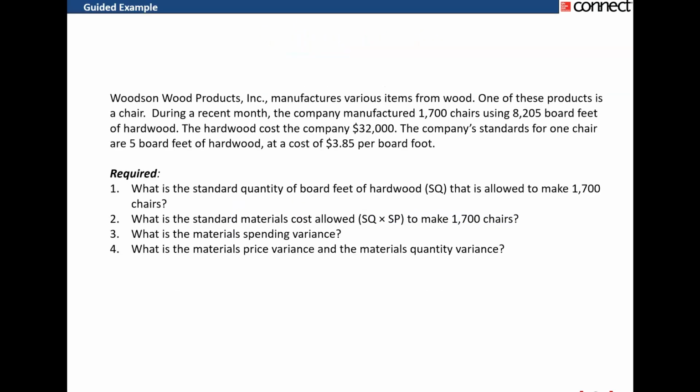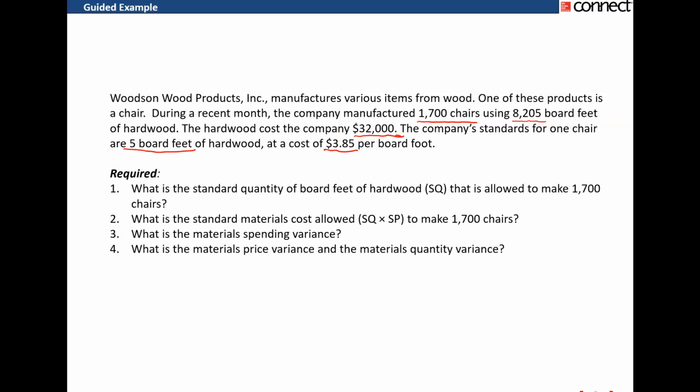Okay, let's look at a practice problem. Okay, Woodson Wood Products manufactures various items of wood. One of these products is a chair. Okay, they manufactured 1,700 chairs, and they used 8,205 board feet of hardwood. That cost the company $32,000, and the standard for one chair is 5 board feet of hardwood at $3.85 per board foot.